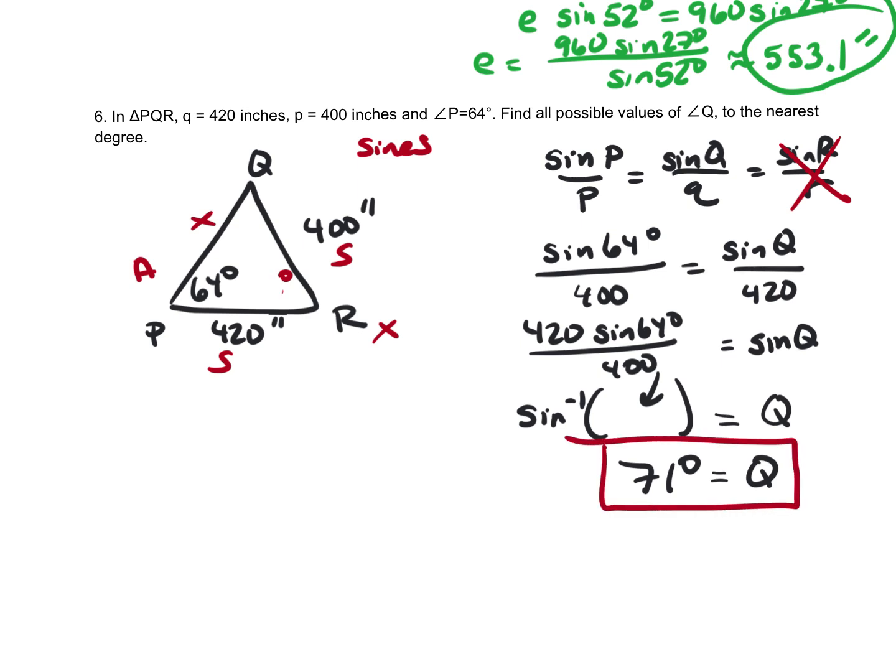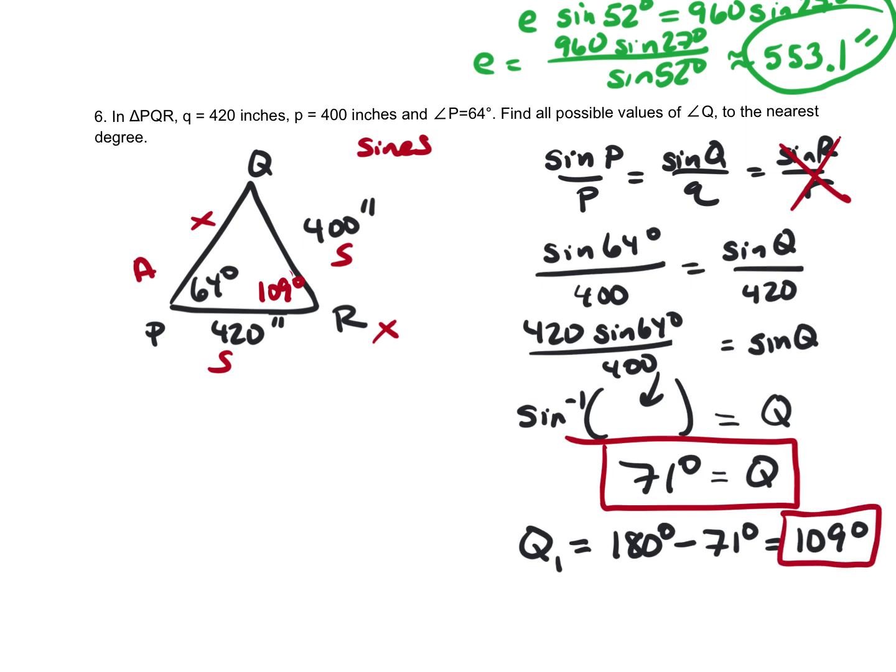Now what we have to do is say, okay, there is a second possible solution. We'll call this Q1. So we have to take 180 minus 71, which in this case is 109. Now my question is, would 109 fit in here? Well, 109 and 64 is still less than 180, so this is another valid answer. Only for the law of sines, when you're finding the angle, do you have to check for the second solution. If it fits in the triangle, they both work. If it doesn't, it doesn't.